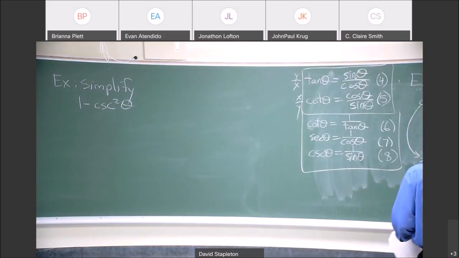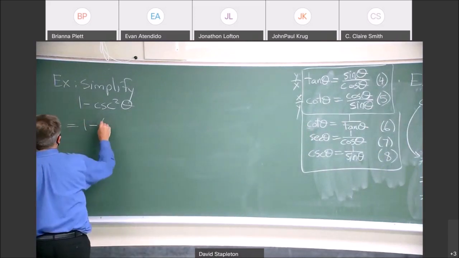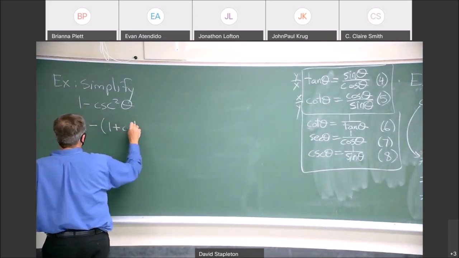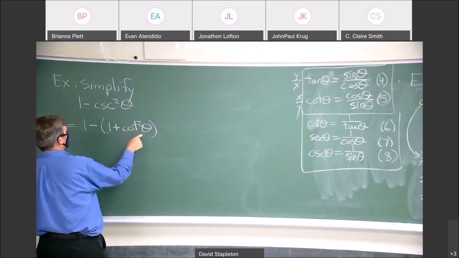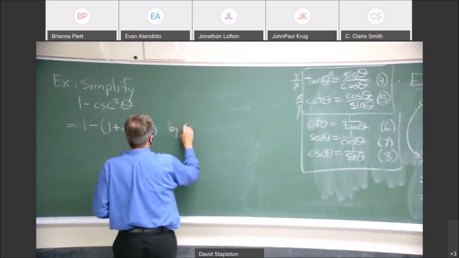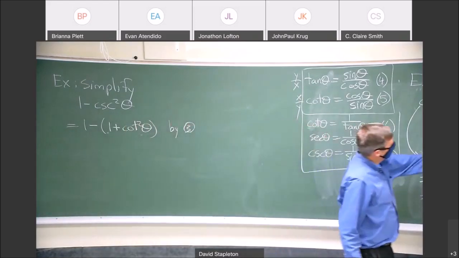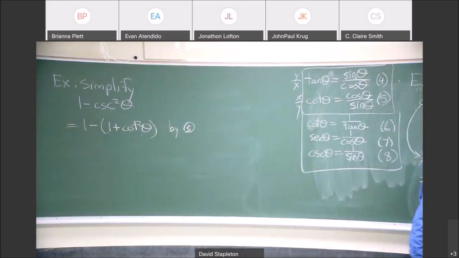Well, cosecant squared is 1 plus cotangent squared. So this is equal to 1 minus (1 plus cotangent squared). Make sure you put this in parentheses so you subtract the whole thing, right? This is by equation 3, the third Pythagorean identity. All 3 of these are called Pythagorean identities since they all derive from this triangle.